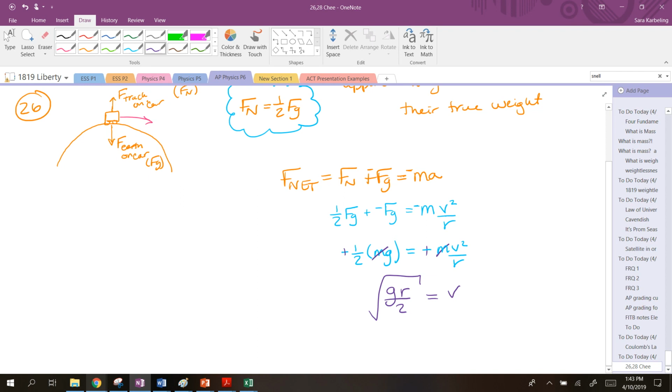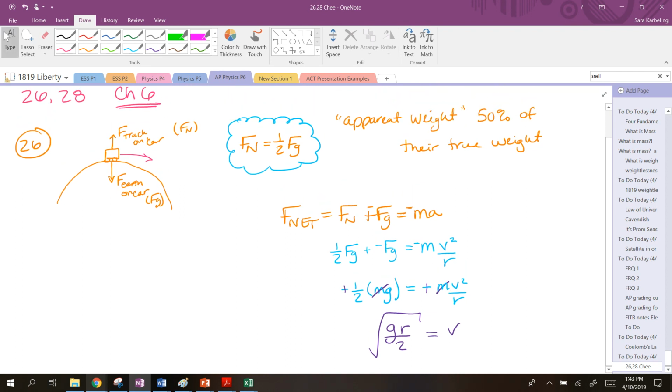I think that gives us, and it's a 15 meter radius, and we know g, so we're good. Does that get you where you need to go? Cool. So the key here is knowing that apparent weight is Fn. The other one that you wanted to look at was 28. Is this a similar problem? You said apparent weight is Fn. Yep.